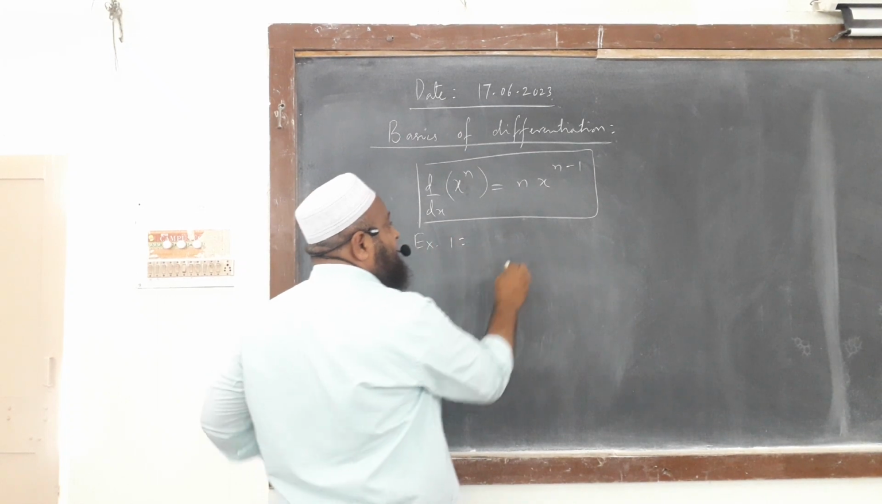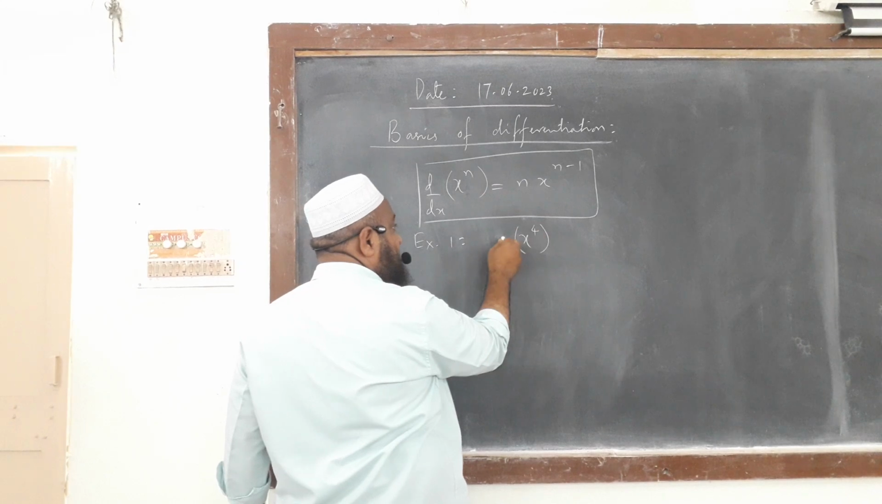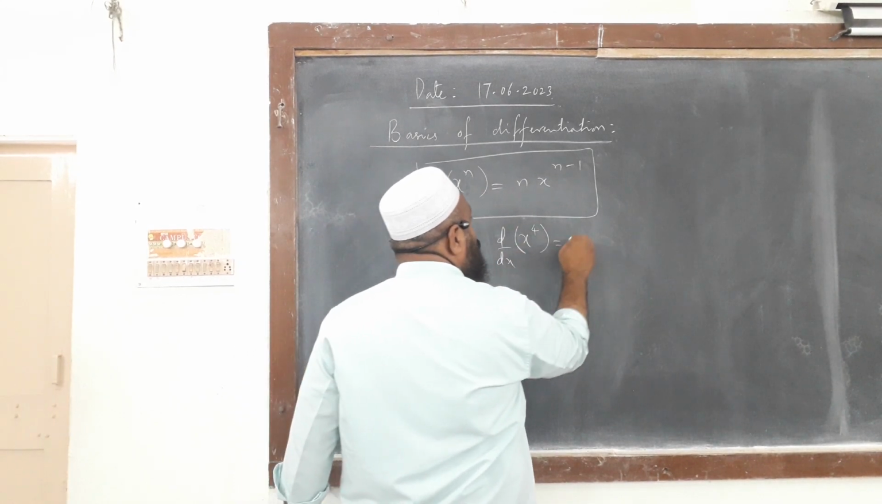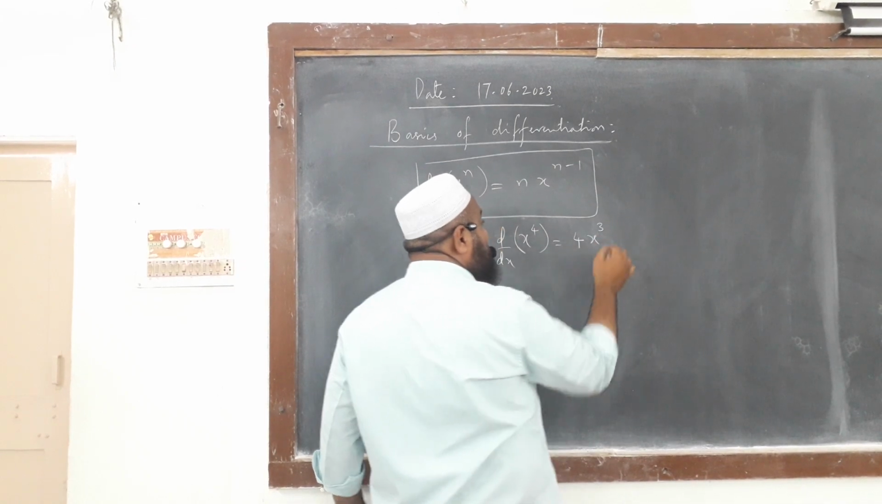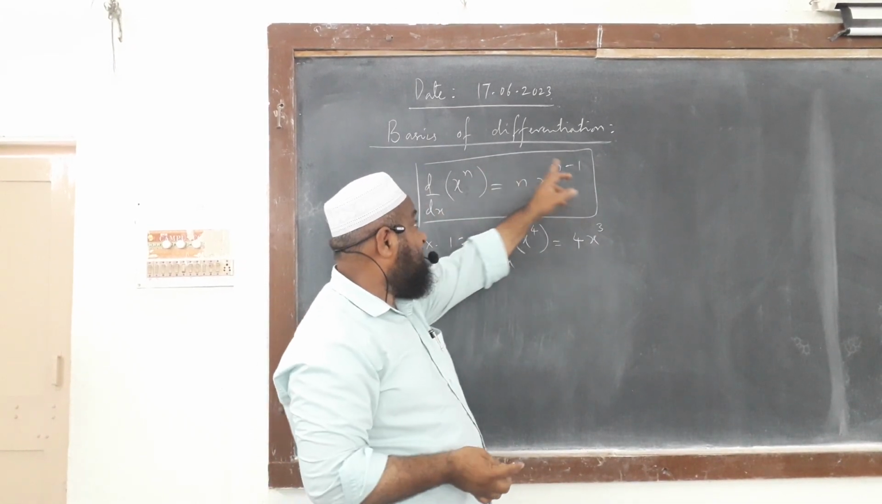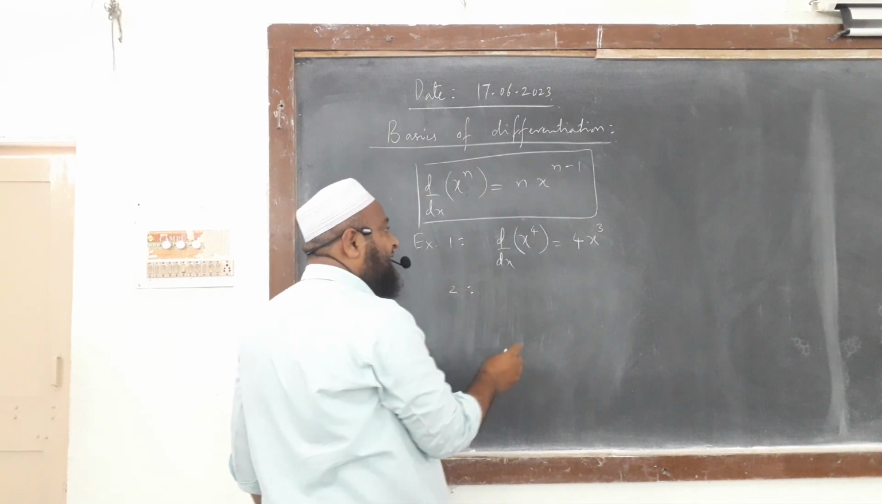Example 1. I am taking x power 4. The n value is 4 here. The derivative is 4 coming down, x with 1 lesser power. That is, n becomes n minus 1, so 4 becomes 3.